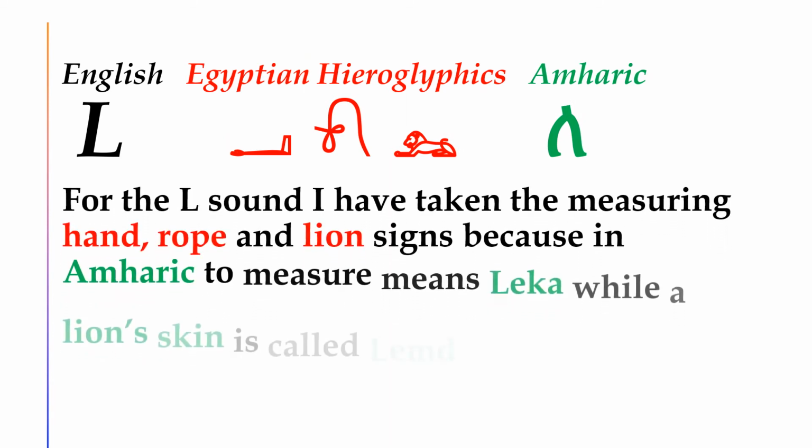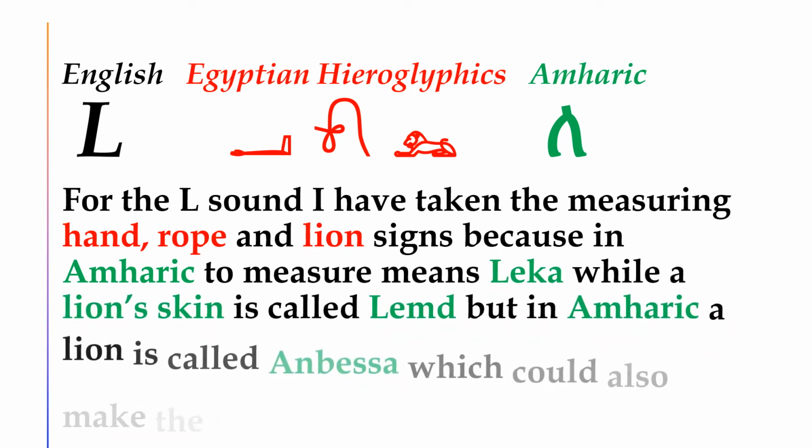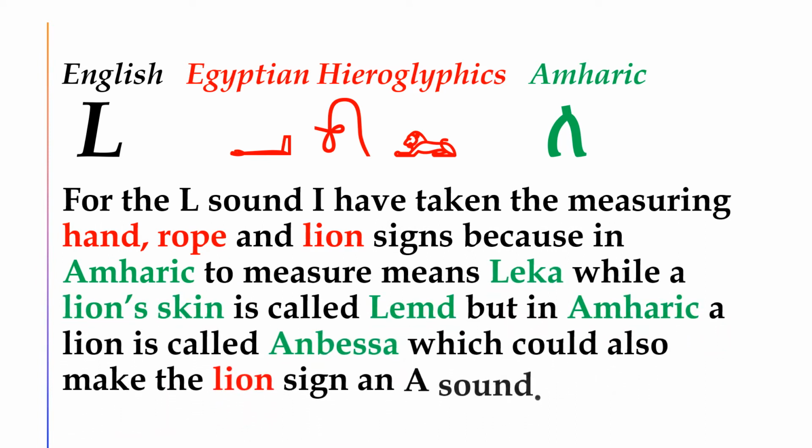And for this, I have taken the Egyptian hieroglyphics for the sign of the hand, what looks like a rope, and also the sign of the lion. I've taken these three signs because, in ancient time in Egypt, they used to measure with their arms. And in Amharic, we call it laka. Laka means measure. And it is measured with your hand in ancient times. So I have taken that symbol as the L sound.